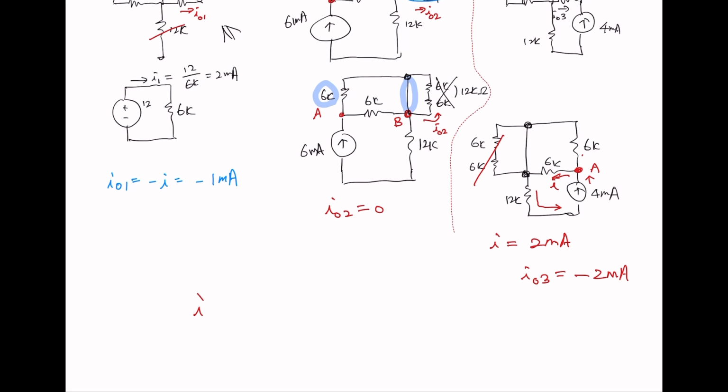We can find I sub 0 as I sub 01 plus I sub 02 plus I sub 03. That is negative 1 plus 0 plus negative 2 milliamp. The total current is going to be negative 3 milliamp.